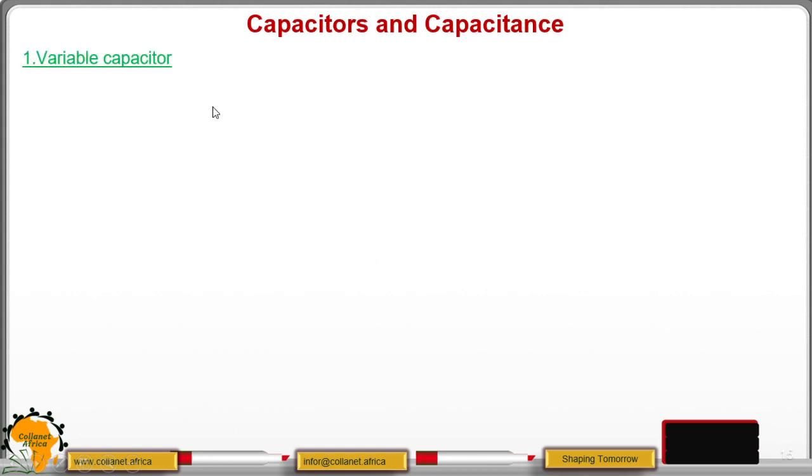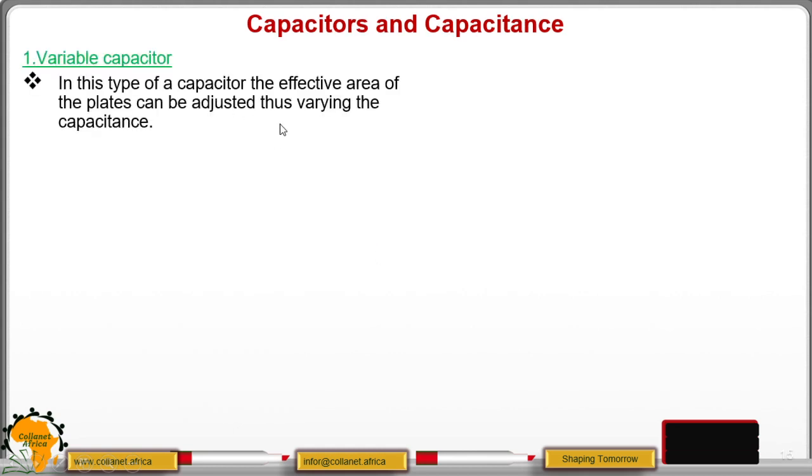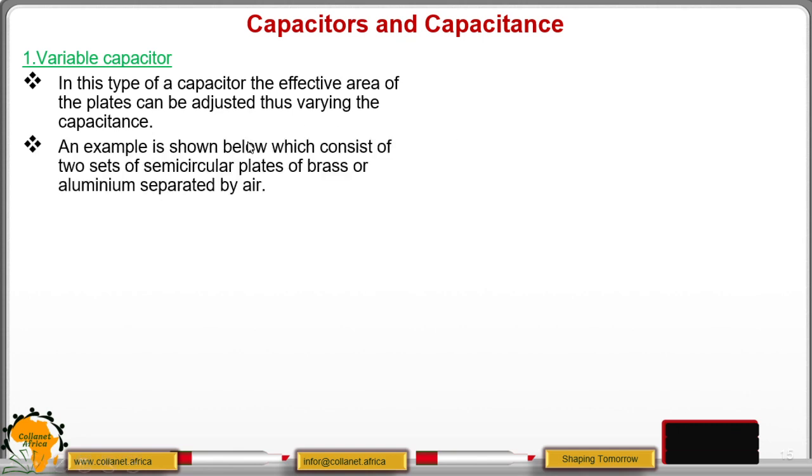So we start with the variable capacitor. Now, in this capacitor, remember we are talking of variable. When we talk of the word variable, it means that it is changing. It has a variable capacitance. Now, what happens is that the effective area of the plate is adjusted. You can vary the effective area. And by changing the area between the plates, you also change the capacitance.